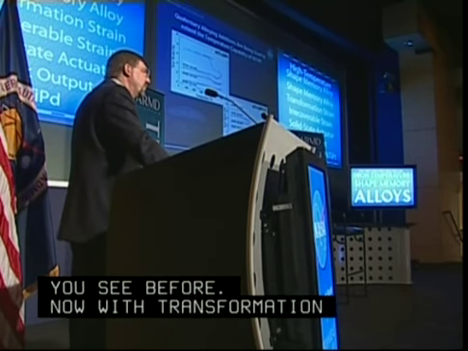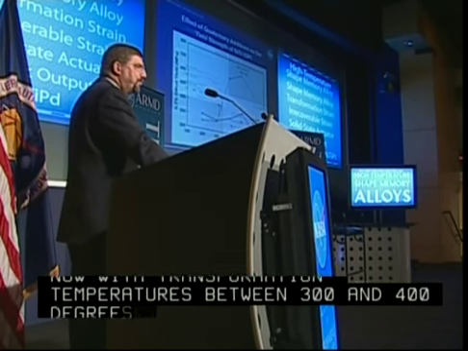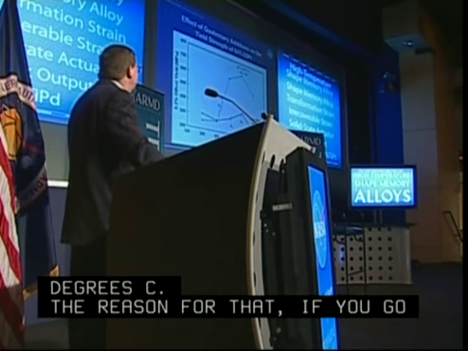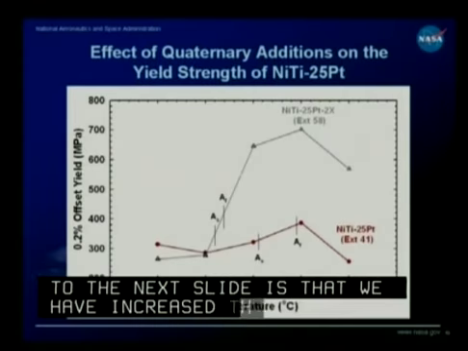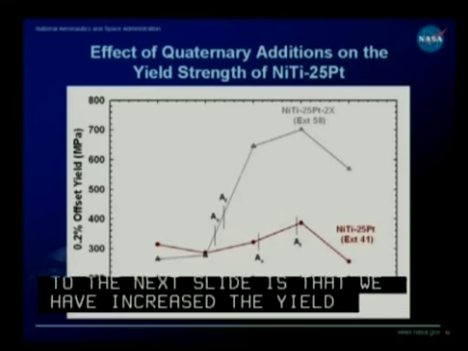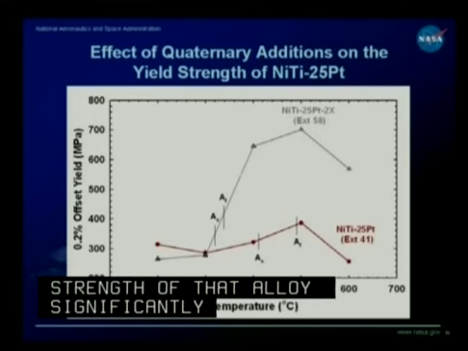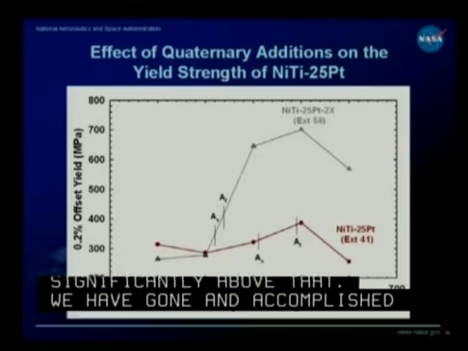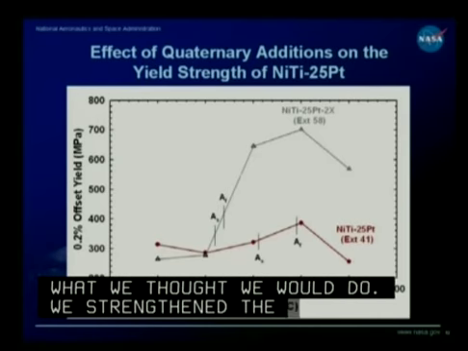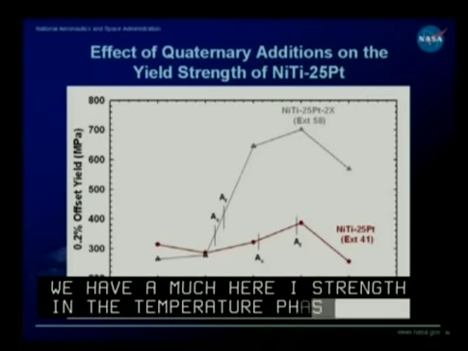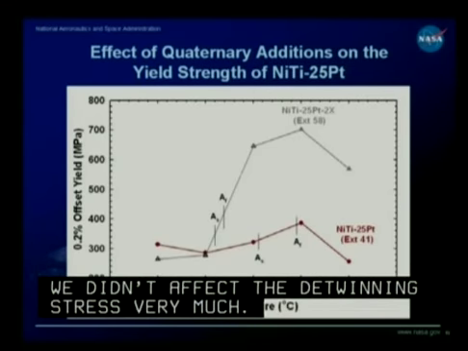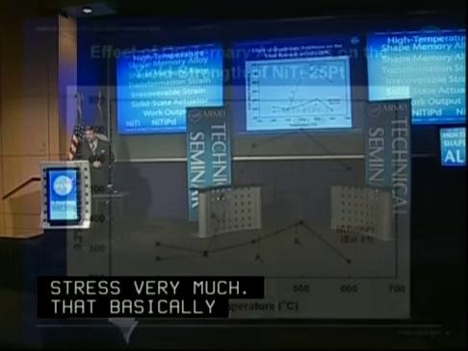And again, the reason for that, if you go to the next slide, is that we've increased the yield strength of that quaternary alloy significantly above that of what the ternary was. So we've accomplished what we thought we would do. We strengthened the austenite phase. We've got a much higher strength in the high temperature phase, and at the same time we really didn't affect the detwinning stress very much. So that basically allows us to create high temperature shape memory alloys.